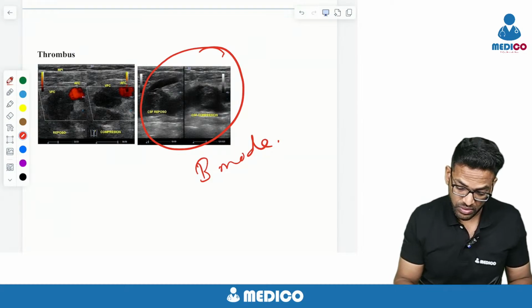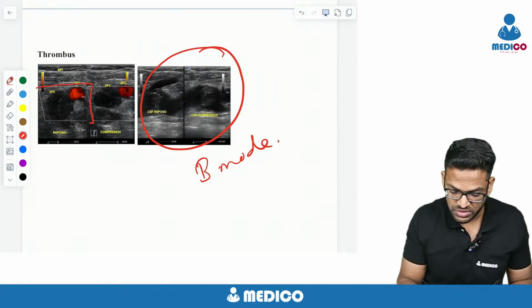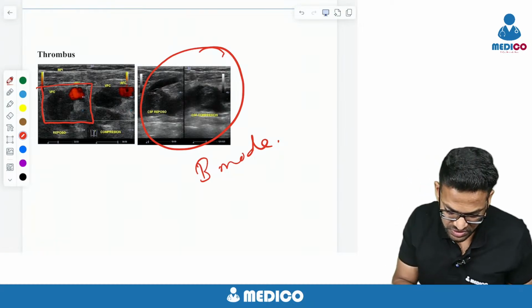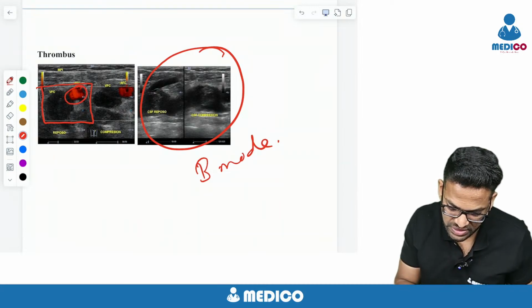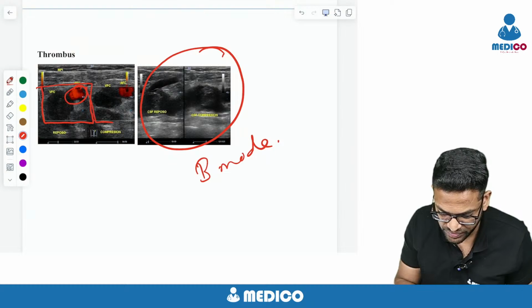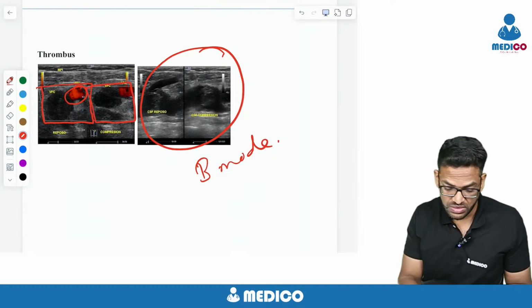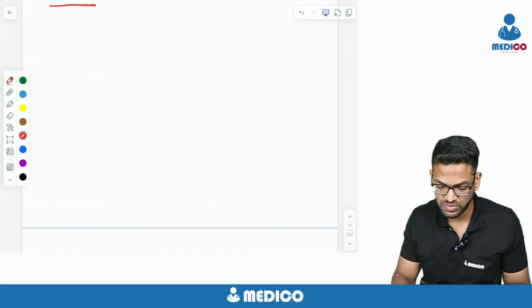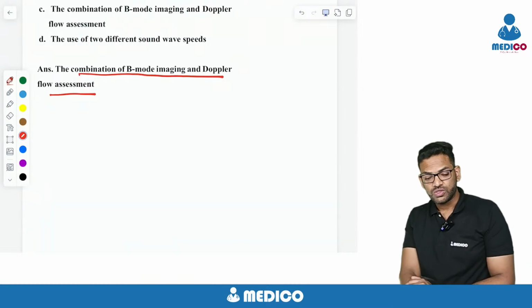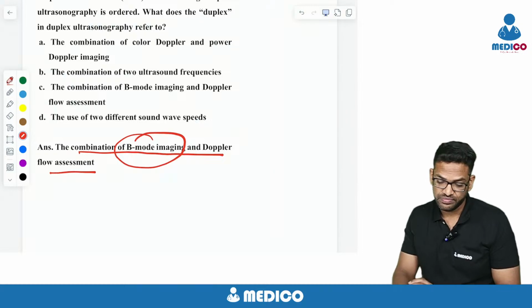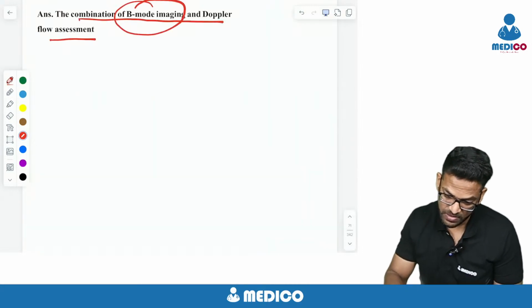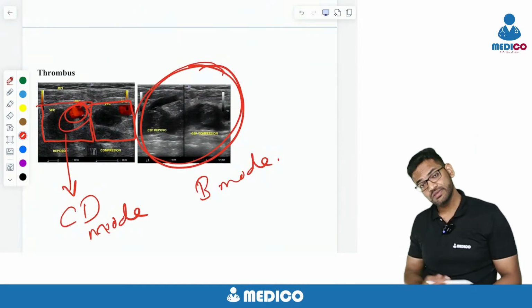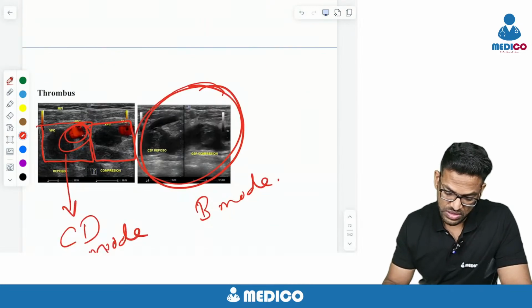Now, when you're on the Doppler, you will see this box. So for you to know in the exam whether it's a Doppler, look for this, either blue or red signal here, and look for this box. Okay, right? So this is the color Doppler mode. So duplex is a combination of B mode imaging, that is this, plus a Doppler flow assessment, which is this. Make sense? Yeah. So that is the answer for the question.